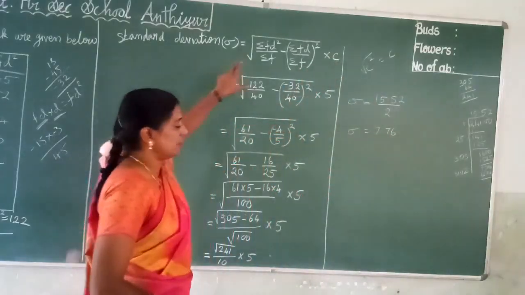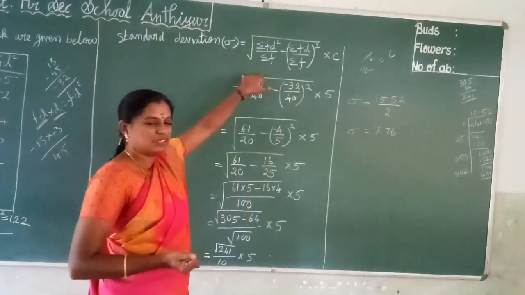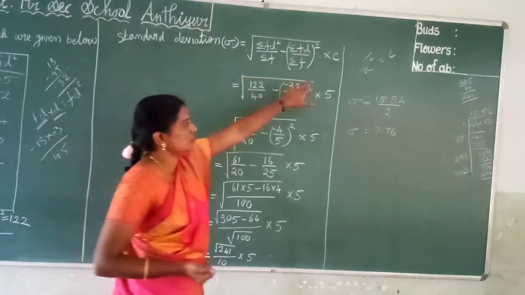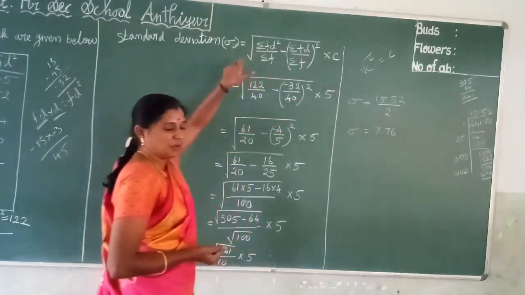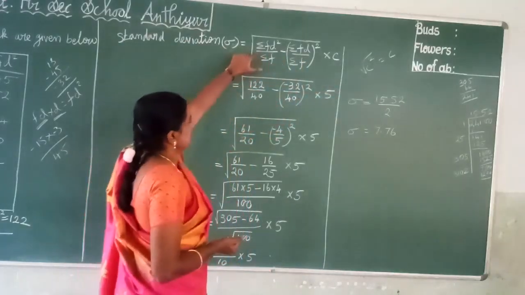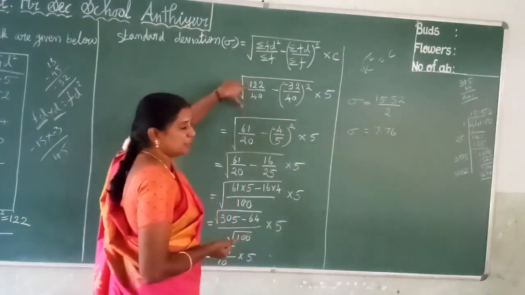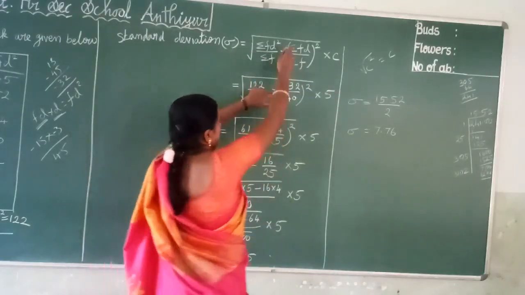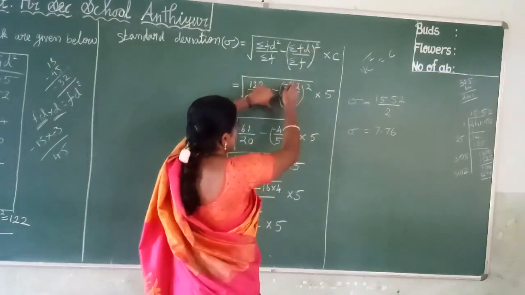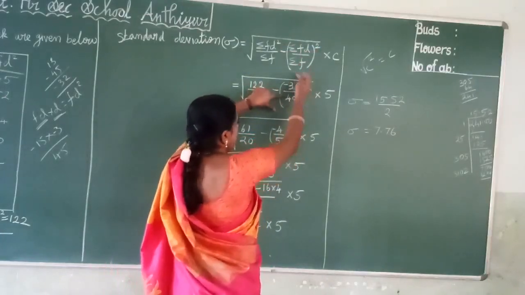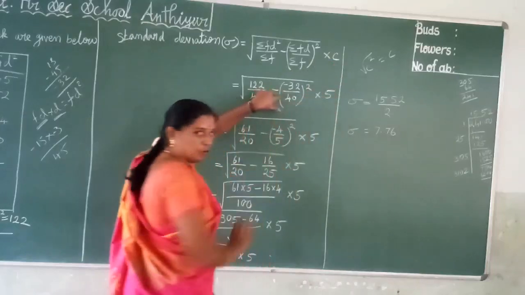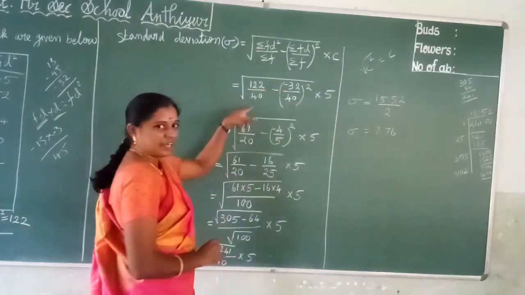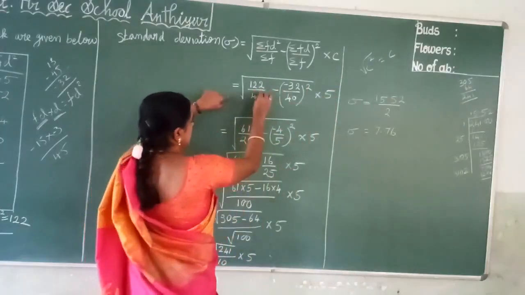So here f given, question itself frequency given. So c also we take it. So you select this formula. So next, summation fd squared, answer 122, by summation f, 40, minus summation fd, answer minus 32, by summation f, 40, whole square, into c, answer 5. Substitute carefully. Clear?